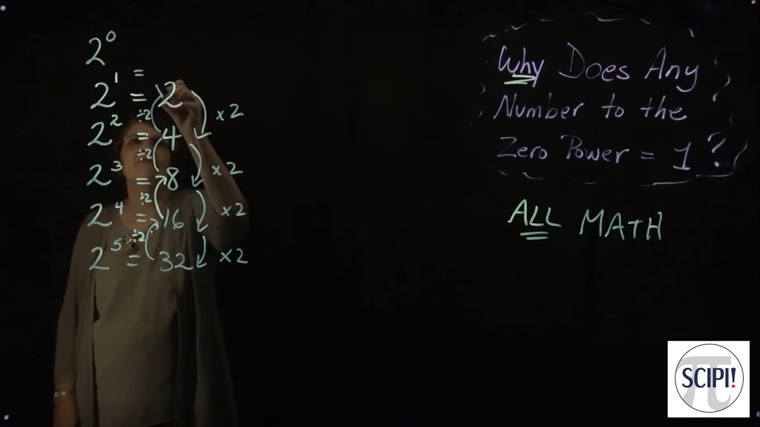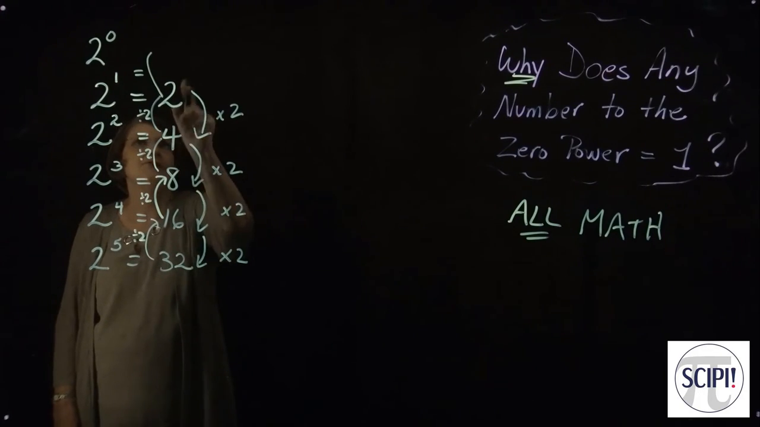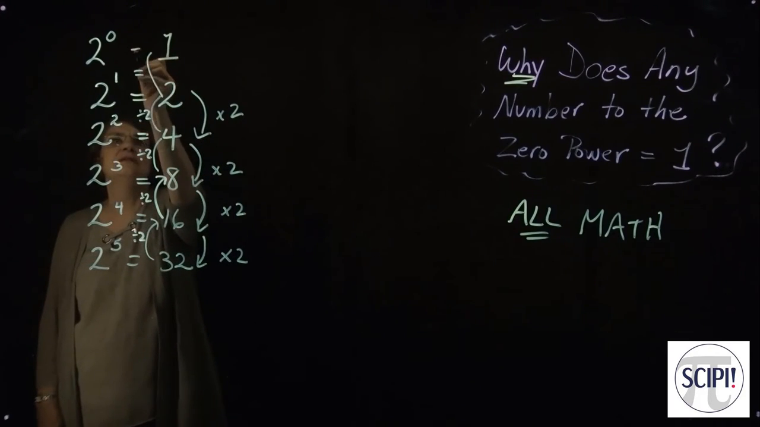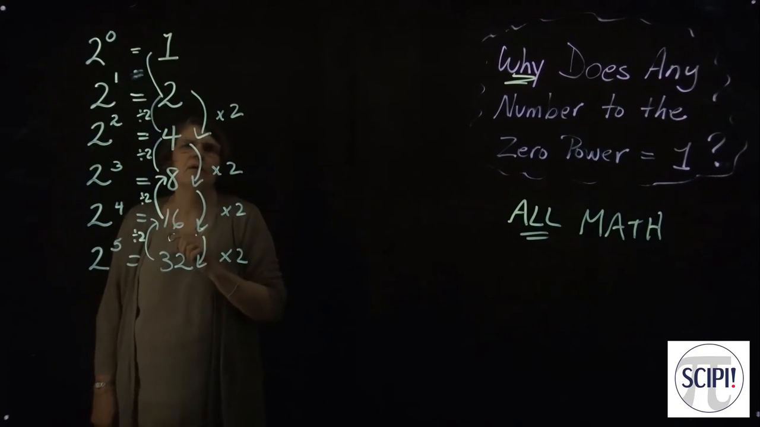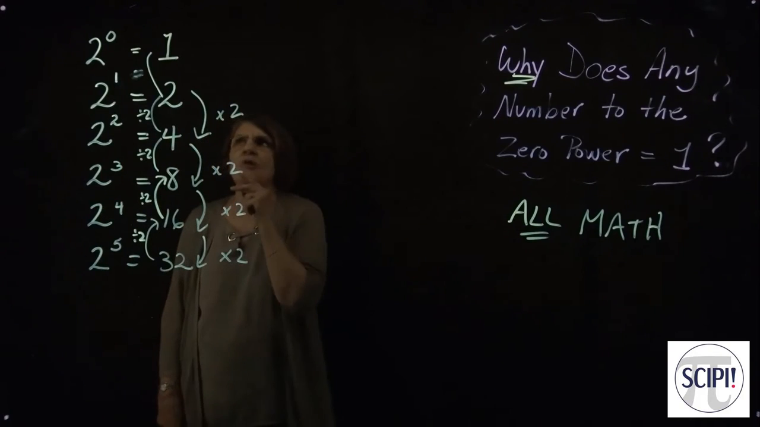How am I going to get from this answer to this answer? I'm going to divide 2 by 2, and 2 divided by 2 gives me 1. So 2 to the 0 power equals 1. Okay, yes, those are all even numbers. That's true. So let's try an odd number.